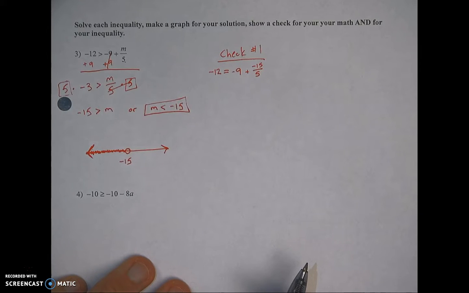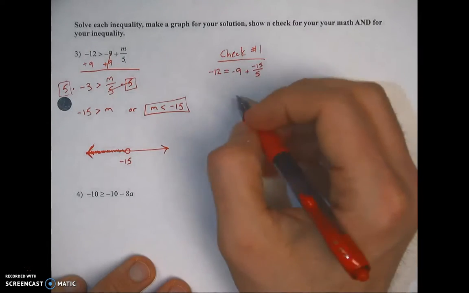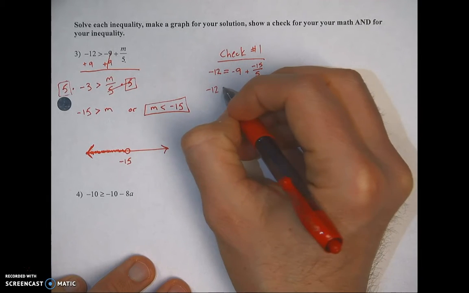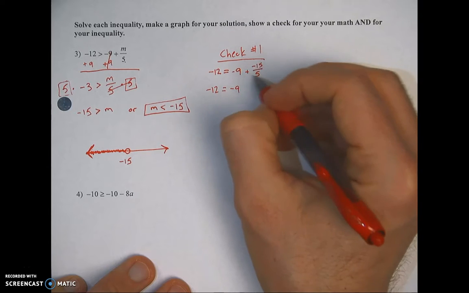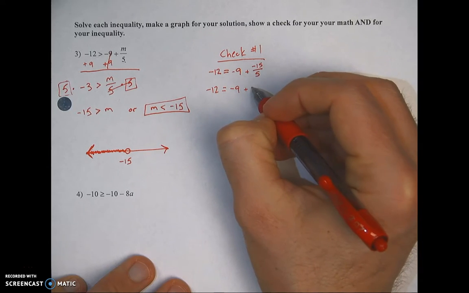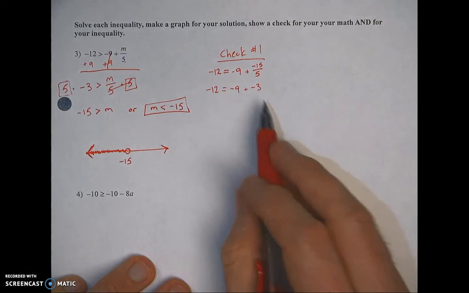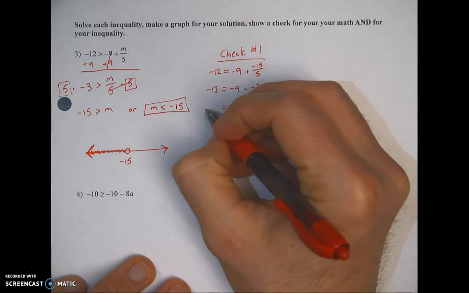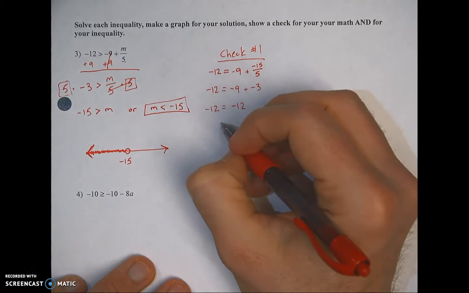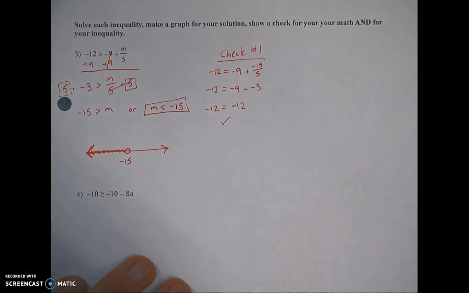Check is going to work exactly the same as the last unit. So just solve out that right side. -12 doesn't change, one step at a time. So I leave the -9 alone. Divide. That's -3. And now if I add -9 and -3, I get -12 on both sides. -12 equals -12. That's a true statement. So check number 1 is good.